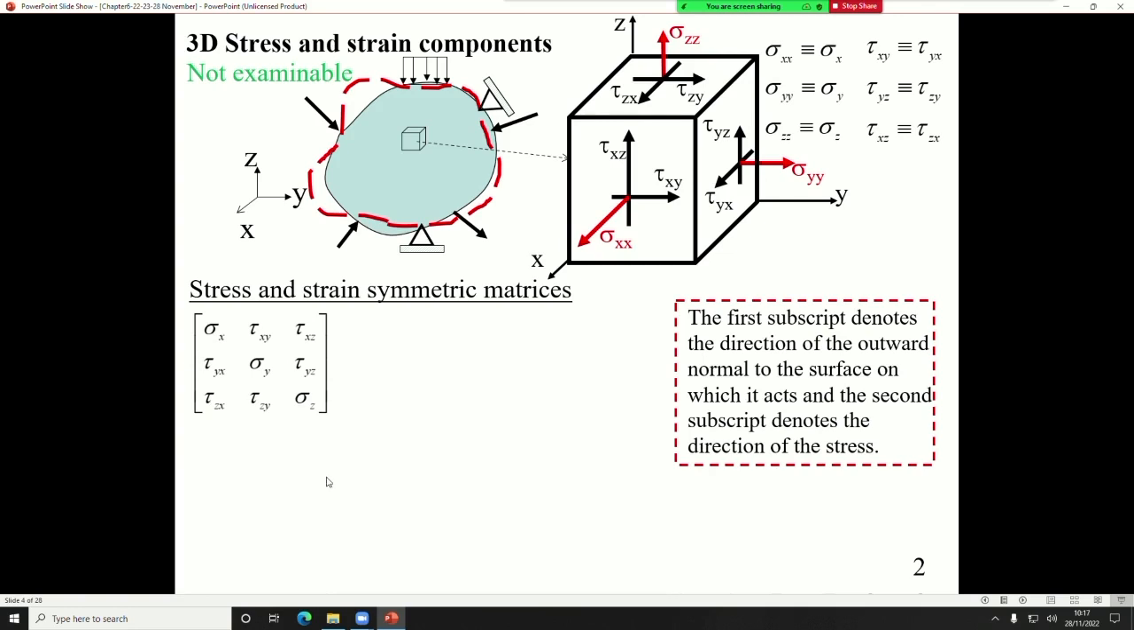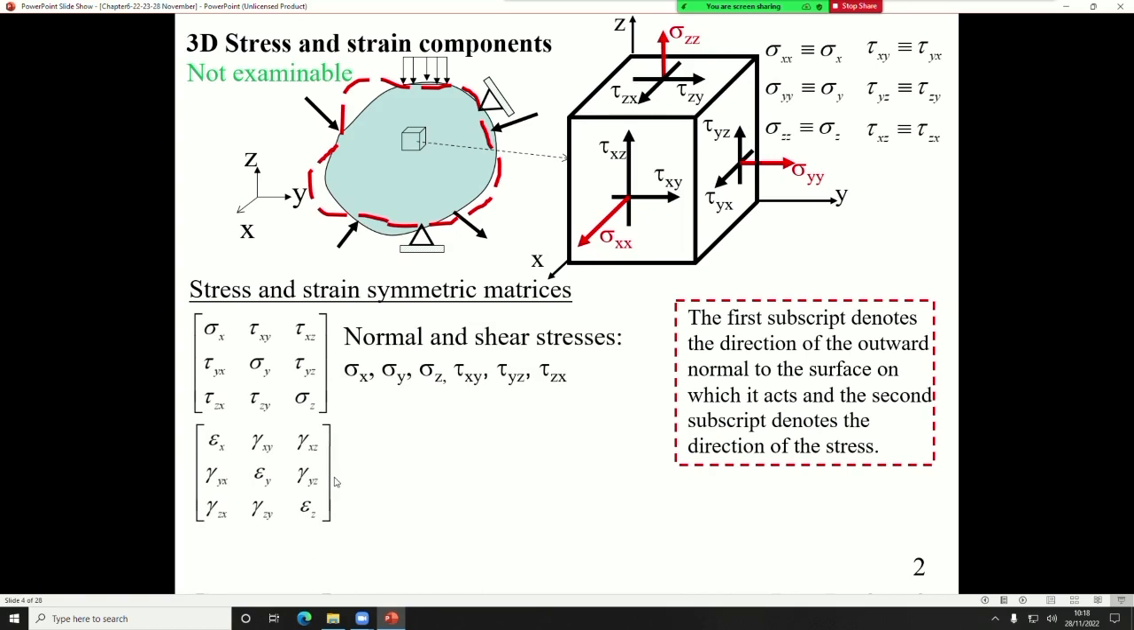the Z axis. And stress and strain are always treated the same, like brother and sister. They are both matrices. You can see we've got a very similar structure for strain values. We've got all the normal strains in the diagonal positions, and the shear strains in the rest of them. So both the stresses and the strains can be shown by symmetric matrices.